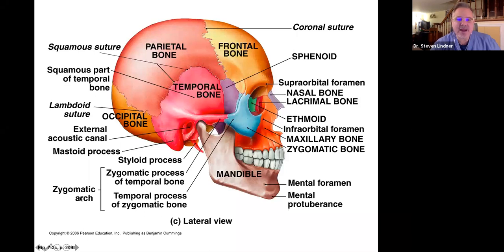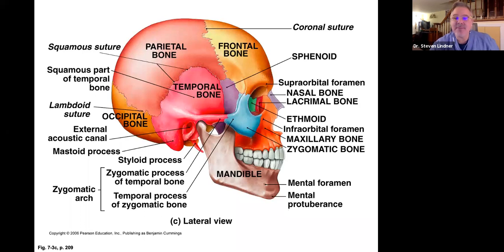This zygomatic arch is made up of two processes, right? If we look at the entire thing, the zygomatic arch is along here. This is the zygomatic bone, closer to the maxilla, to the front. But when you get to the side, you see there's a temporal process of the zygomatic bone, and then there's a zygomatic process of the temporal bone. They kind of get flip-flopped there.